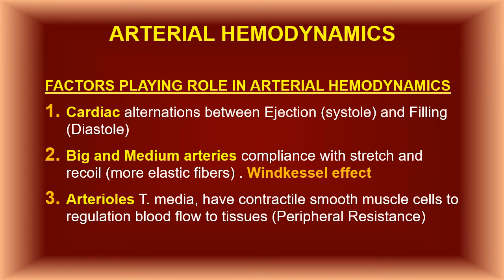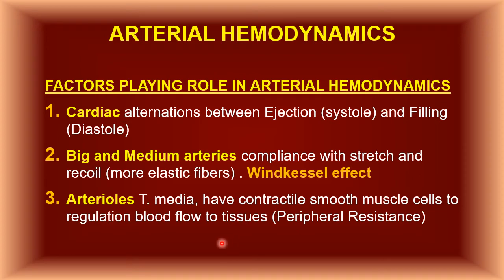The second factor, as we see here, is the big and medium arteries. What are the criteria of these arteries? They are full of, or mainly have an abundance of, elastin or elastic fibers. And these elastic fibers give these arteries a characteristic of compliance. They are compliant arteries. Compliant arteries means they can stretch and then recoil back. We'll see this in detail soon.